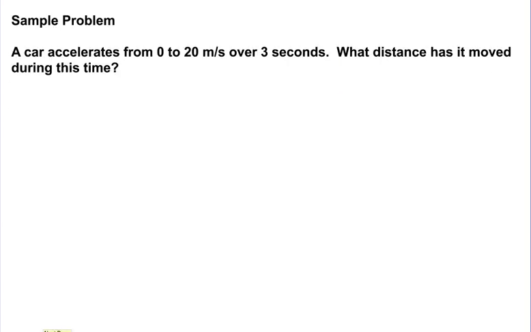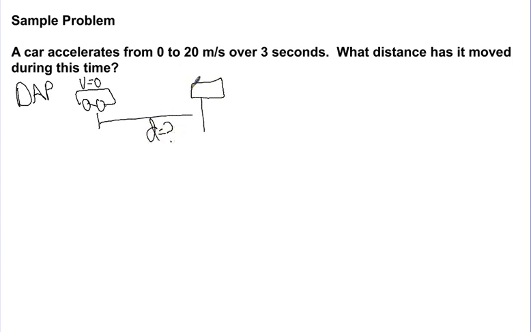Okay, so, doing an example problem, we want to look at how we do these problems with the formulas we have. A car accelerates from 0 to 20 meters per second over 3 seconds. What distance has it moved during this time? So we're going to start off with drawing a picture. Here's my car, and originally v equals 0. And then at some later distance, which I don't know, now the car is moving at 20 meters per second.